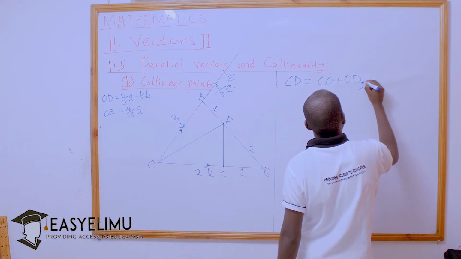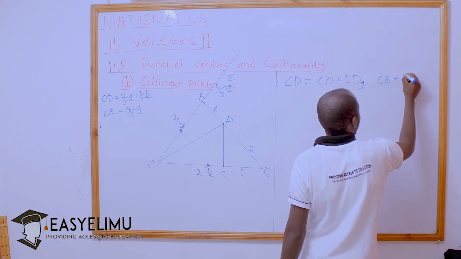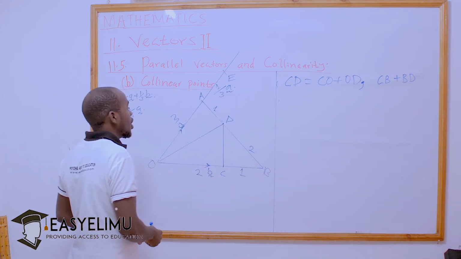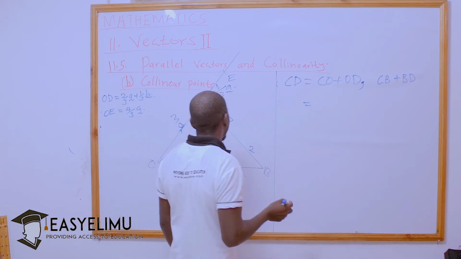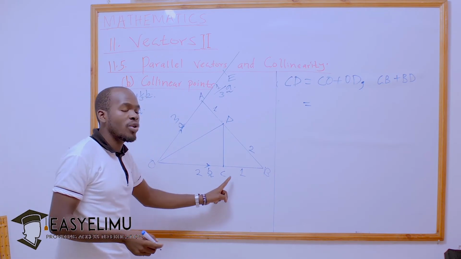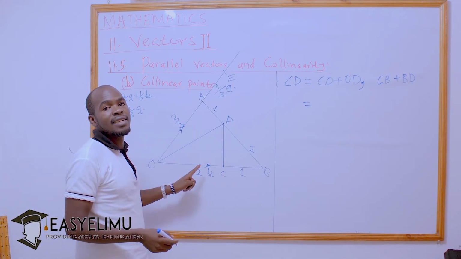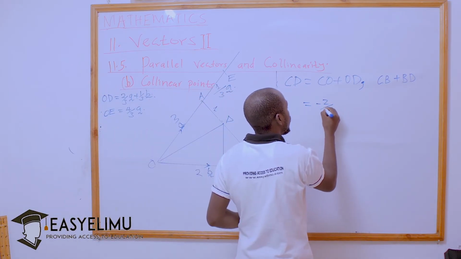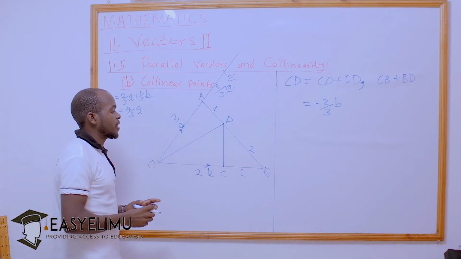We have said it is CB plus BD. You will still get the same answer. So what we are going to do, I will use CO plus OD, the first route. CO, actually OC, we found as 2 over 3 B. But we are now moving back against the vector, so it will be negative 2 over 3 B, because OC is 2 over 3.